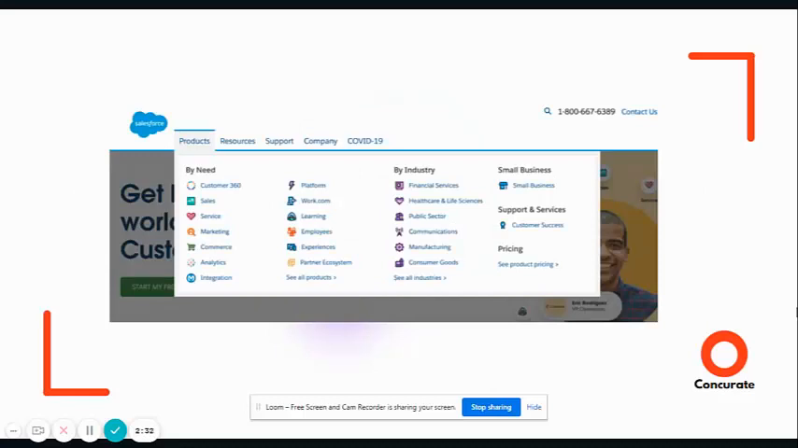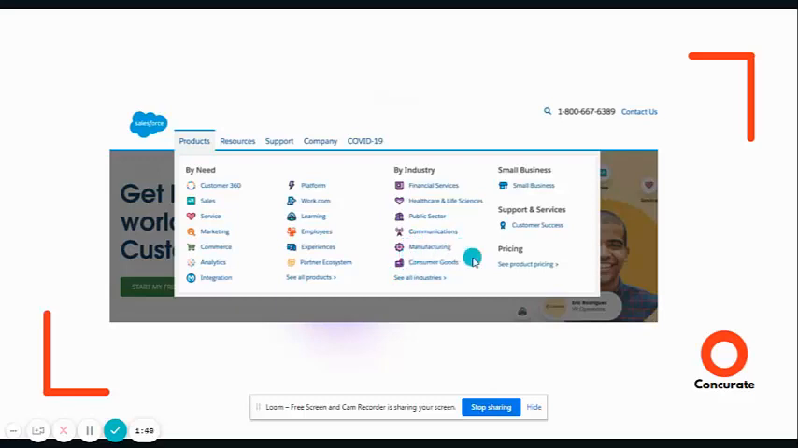Salesforce has customized its website by need and by industry. So if I need a software for marketing, for analytics, for learning, or for sales, Salesforce shows how it can satisfy all these needs. Or if I am in a different industry, a financial services industry, a public sector industry, or a manufacturing industry, this basically makes me so happy. Salesforce is talking about my industry.